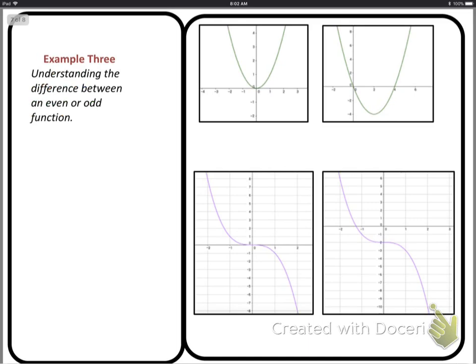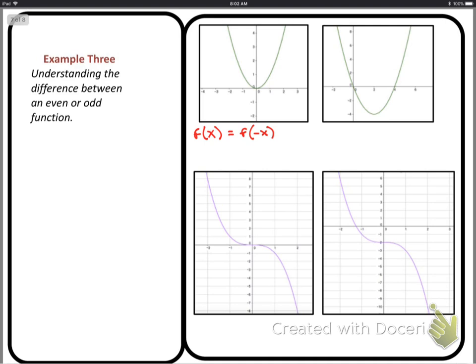Okay, and then our last example here, we have example number 3. So understanding the differences between even or odd functions. Okay, so looking at an even function, this occurs when f of x is equal to the function of -x. Okay, and here's what that means.